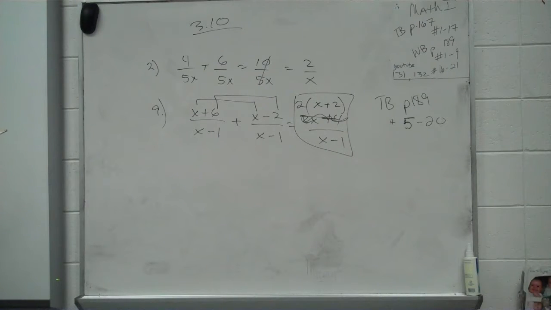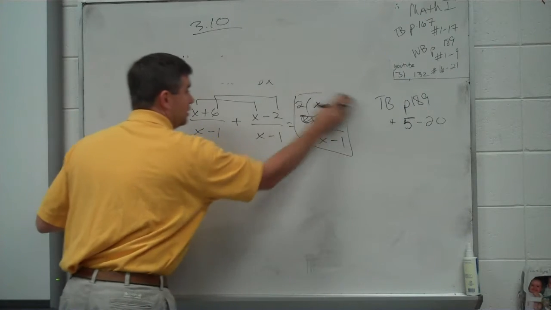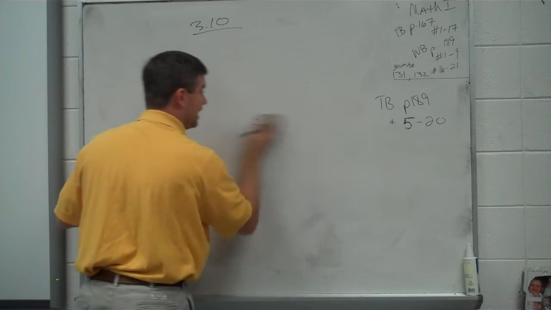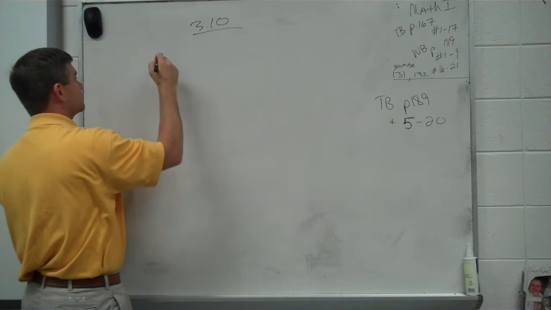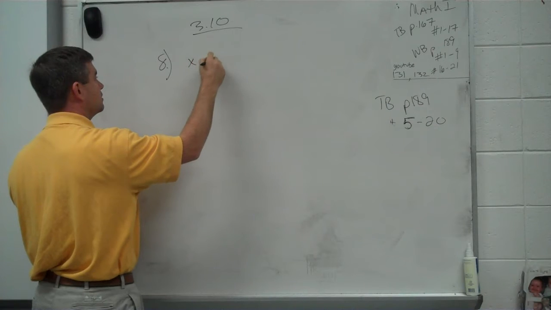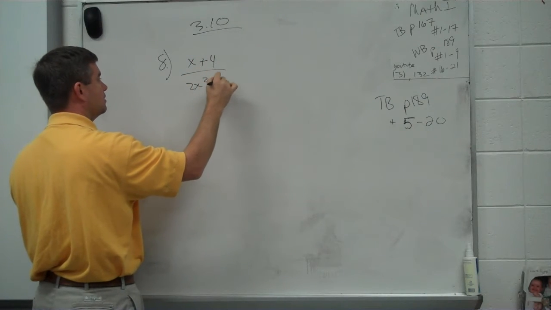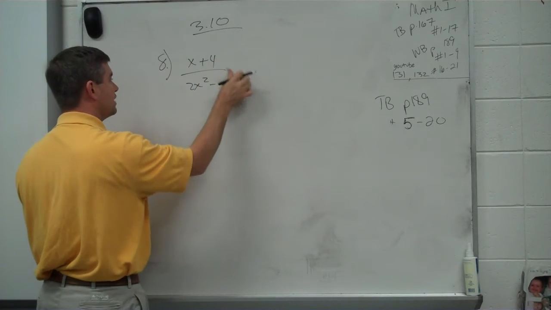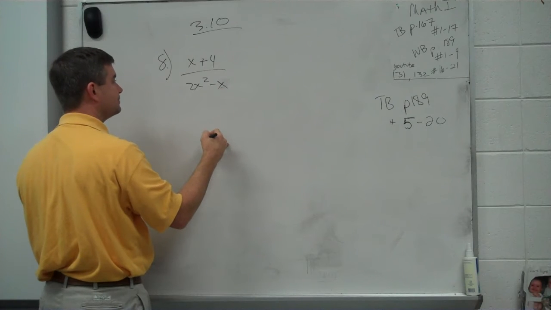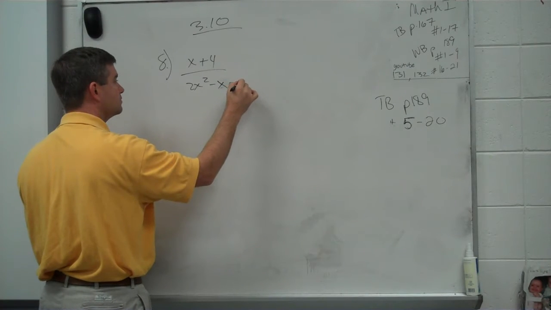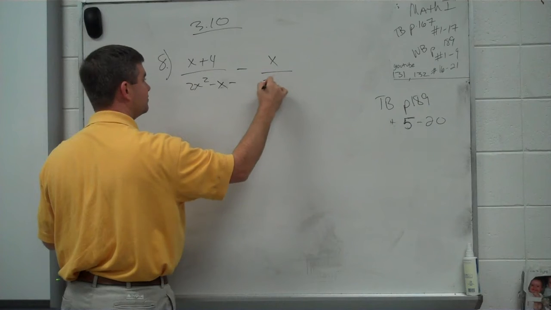Questions on number 2, questions on number 9? Anybody else on this first page? I'll do one more. Which one? Number 8. Let me erase. Read it out nice and loud. x plus 4 over 2x squared, minus x over 2x squared.